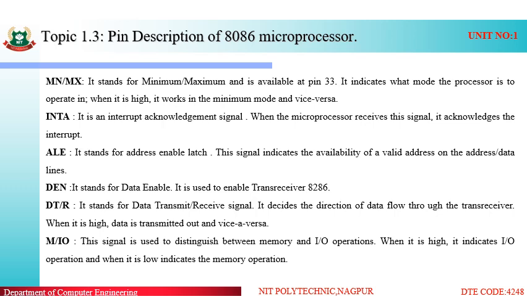M/IO bar, as we have already seen, is memory/input output bar. When we provide M/IO bar equals 1, that means the processor is performing a memory related operation. When M/IO bar equals 0, that means the processor is performing an input output related operation.